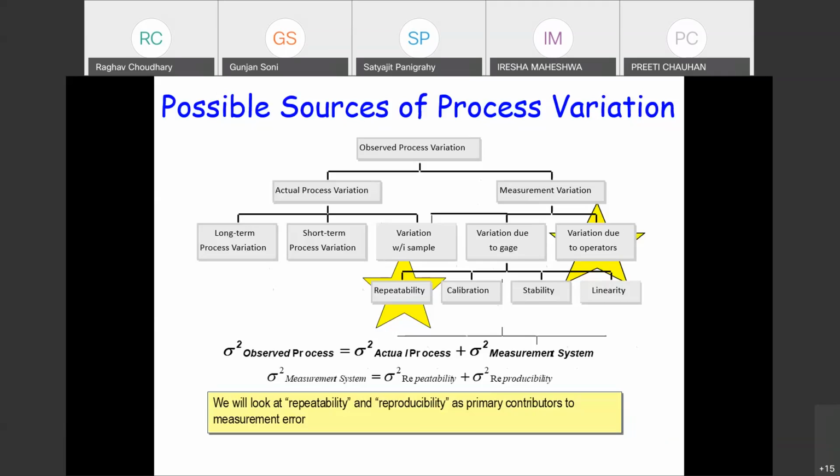Then in the measurement variation, we have two other things: variation due to gauge and variation due to operators. Variation coming due to operators represents reproducibility, and then you have repeatability, calibration, stability, and linearity as the components. It has been found that you can ensure linearity by operating the instrument in a given range.